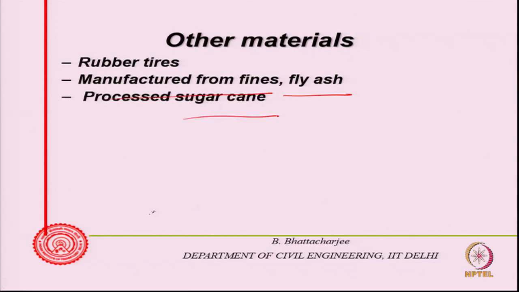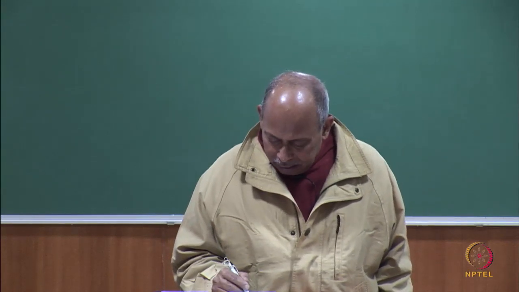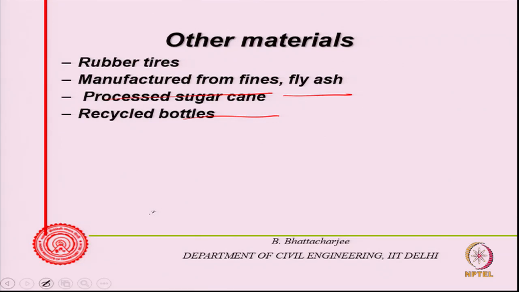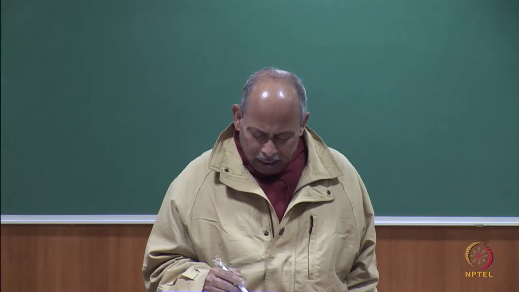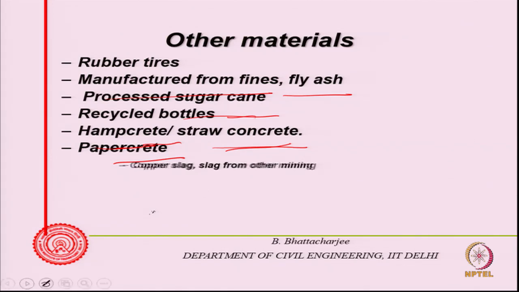Then processed sugar cane bagasse, processed and all that, right. And recycled bottles, but in an alkaline system glasses are a problem. People have tried all sorts of things: hempcrete, strawcrete, and in Europe you see a lot of work on this. In Singapore, they did quite a bit of work on this kind of material, straw concrete, right. So, using straw directly, or papercrete, using paper, but they would have specialized uses, not in structural concrete, but in insulating concrete, for example. So, something like that, right.